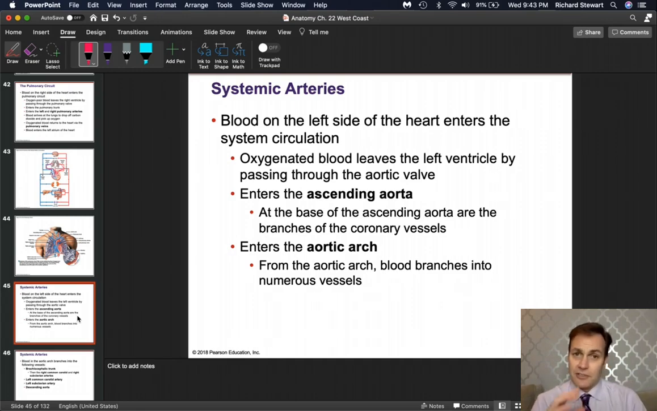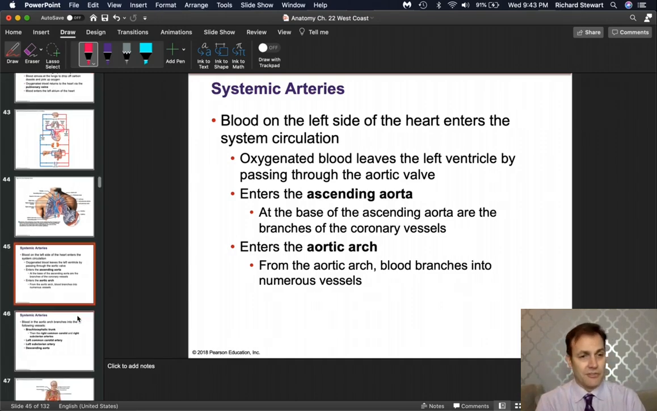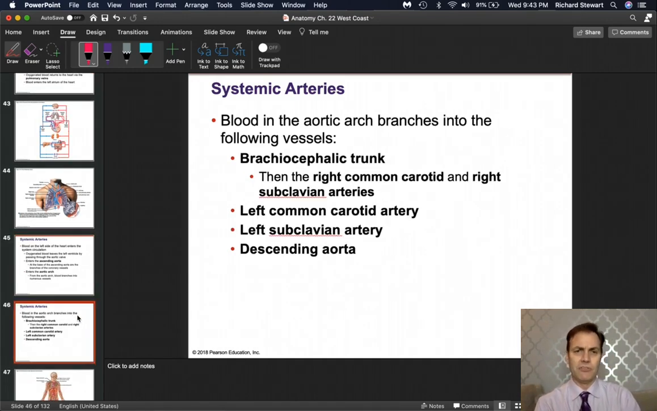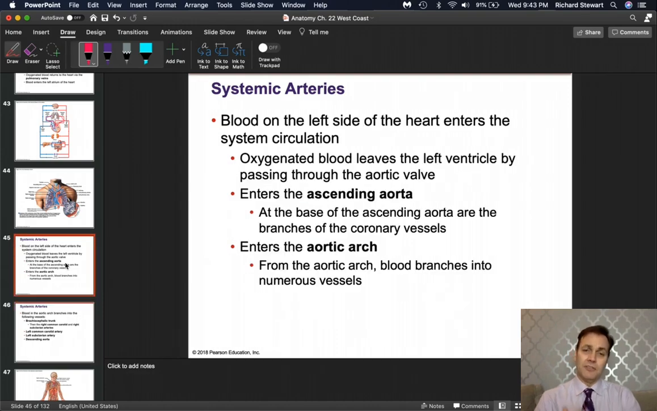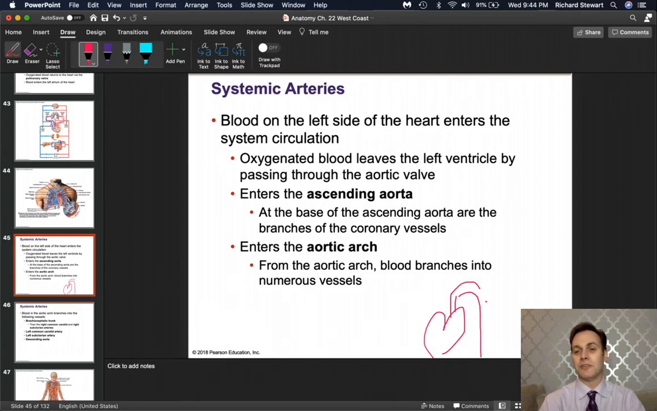Now, here's where things get a little bit confusing with the systemic arteries. It leaves the heart in the ascending aorta. So, we have our heart. The ascending aorta is going to come up. The ascending is the part where it goes up. Then we have the aortic arch. The arch is where it does the arch. Then we have the descending, where it goes down. The descending then goes through the thoracic, then goes into the abdominal.